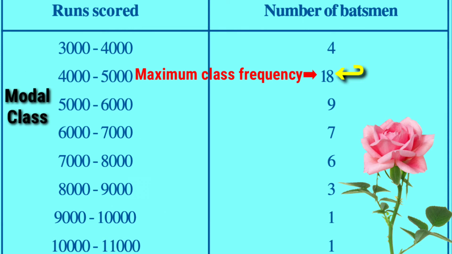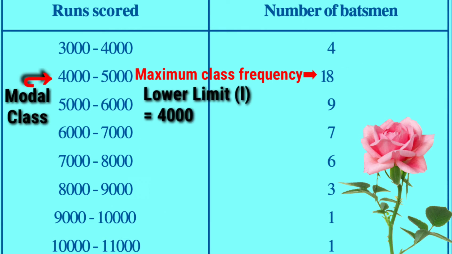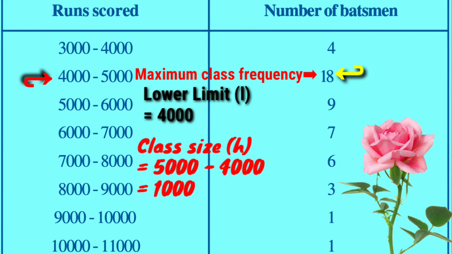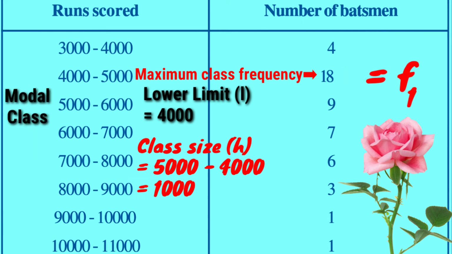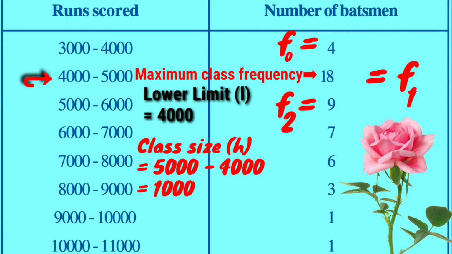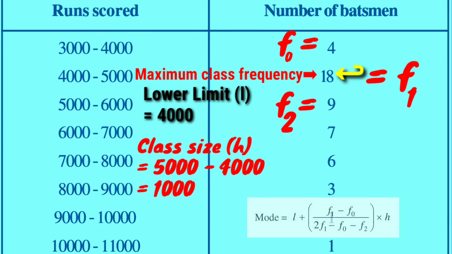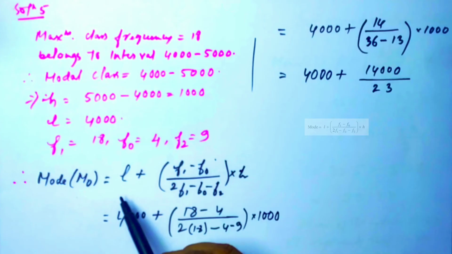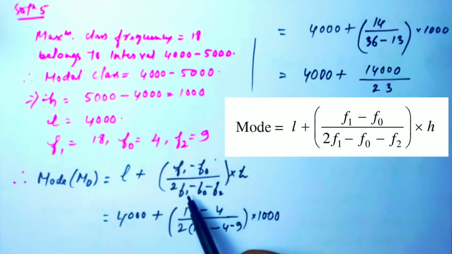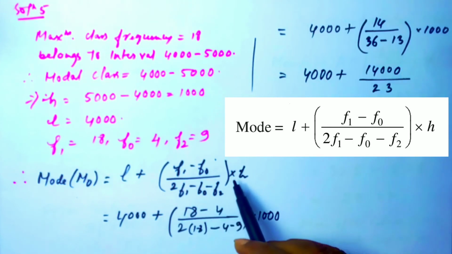Lower limit l will be 4000. So h will be 5000 minus 4000, which is 1000. Frequency f1 of modal class is 18. Frequency f0 of class preceding modal class is 4. Frequency f2 of class succeeding modal class is 9. Then we shall use the formula to calculate it. Write the formula: mode equals l plus f1 minus f0 divided by 2f1 minus f0 minus f2, into h.